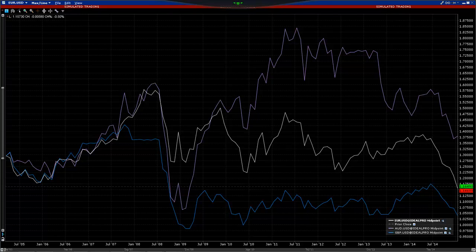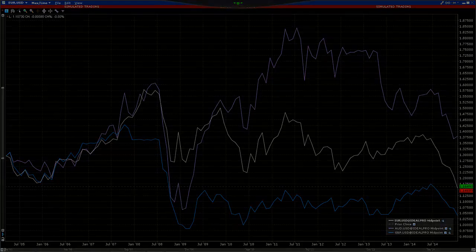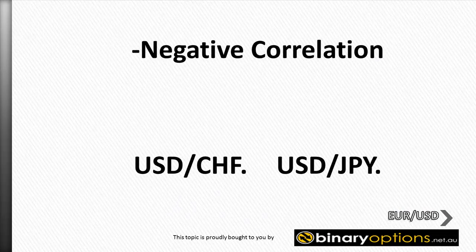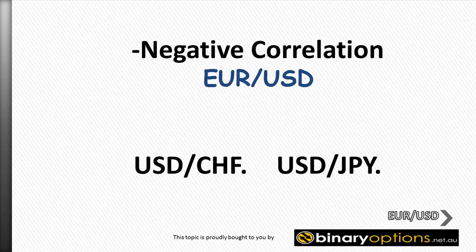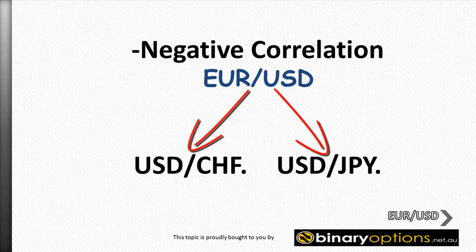A negative correlation signals that two currency pairs move in the opposite direction. That is, there is an inverse relationship. The Euro-US dollar is negatively correlated with both the US dollar-Swiss franc and the US dollar-Japanese yen, with a correlation coefficient of approximately -0.90. This means that when the Euro-US dollar rises, both the US dollar against the Swiss franc and the US dollar against the Japanese yen depreciate respectively.